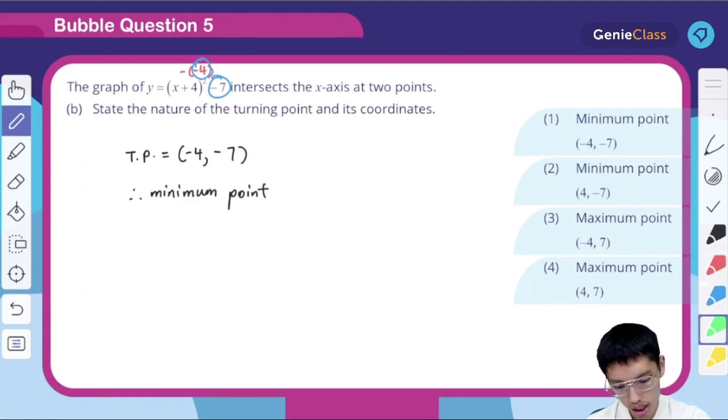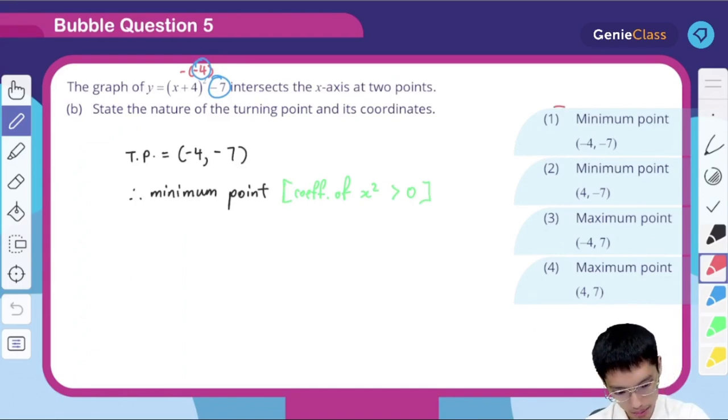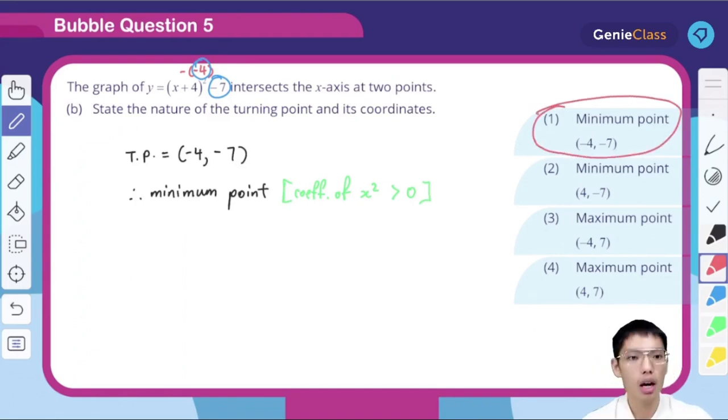Again, looking at the question, my coefficient of x squared is more than 0. That's why it's a minimum point. Minimum point, yes, that's why it's a minimum point. Alright, okay, following up nicely. Doing good, doing good. Okay, next up, another bubble question.